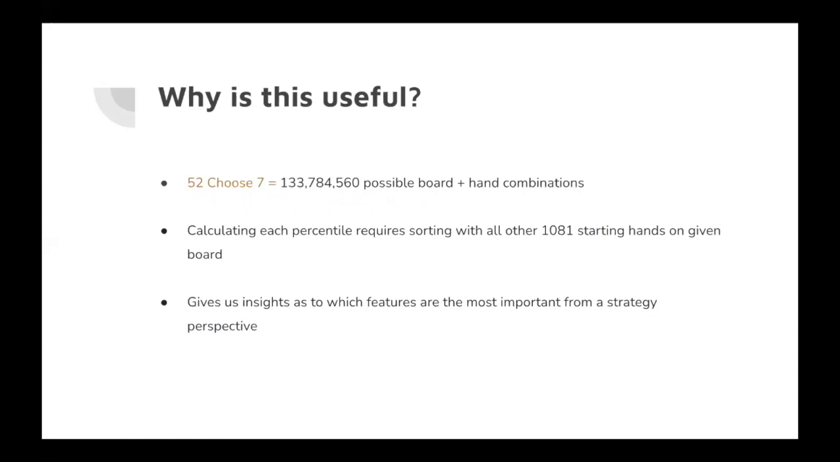So why is this useful? This is useful because there are over 133 million different possible hand and board combinations. And if you were to know the percentile ranking of each hand, it can help you strategize and determine how much you should bet based upon if you have a very strong hand, if the percentile is very high, or not bet, or even fold if your percentile is very low.